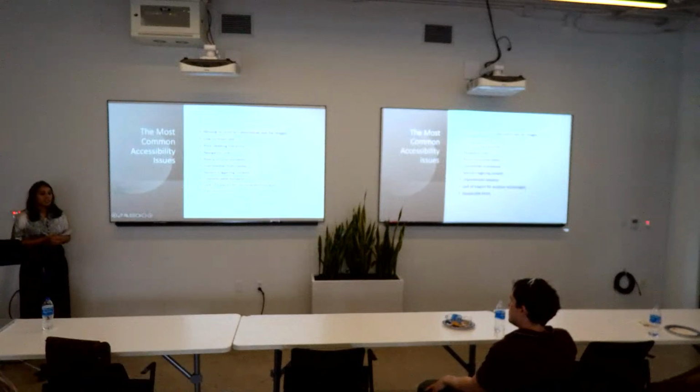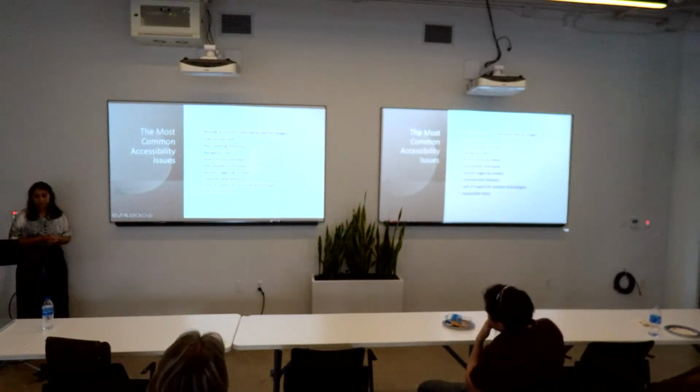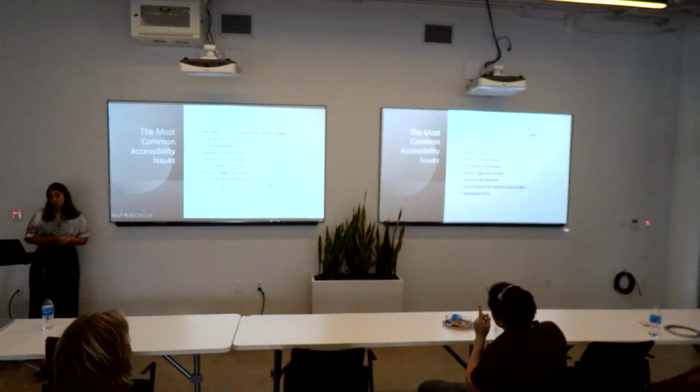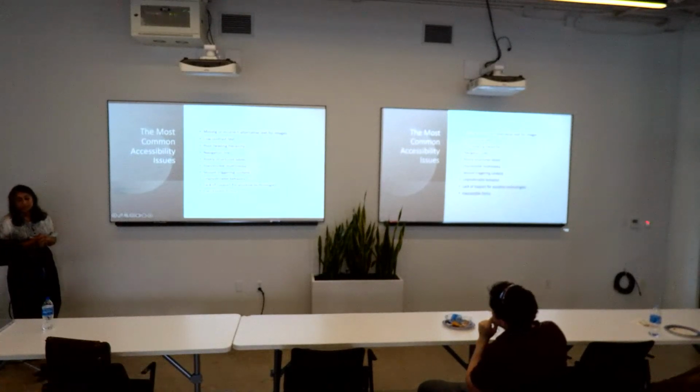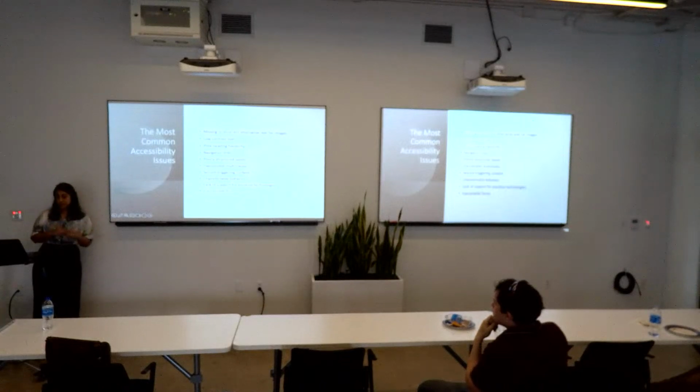Property or alternative or descriptive text for the image. Then there is low contrast text. If there is no proper contrast between the foreground and the background, a user who has color blindness or low vision won't be able to read the text properly.